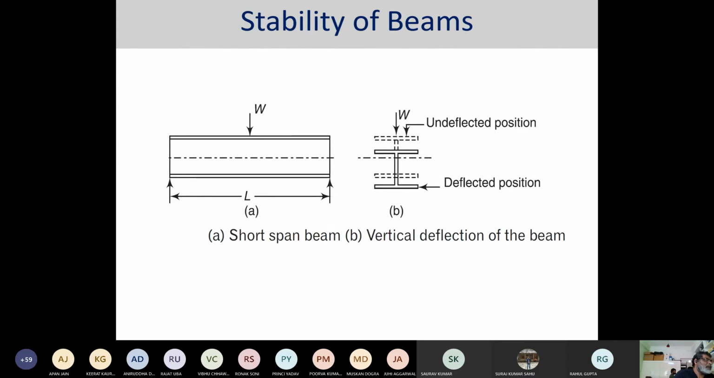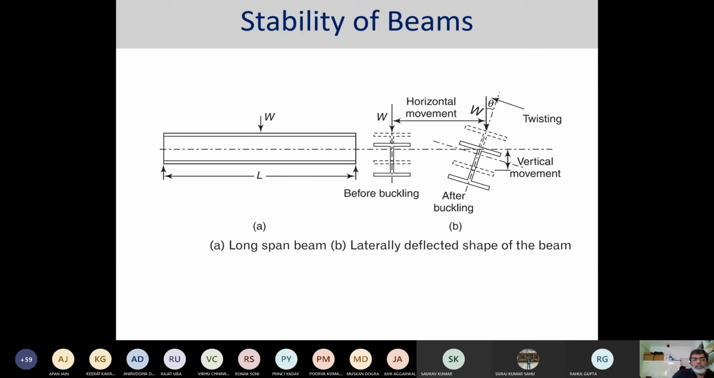So stability of beams. When Rajiv had talked about stability, is it stability of beams that he had talked about or stability of structures? He just talked about stability and instability of all the structures. Okay, fantastic, so that I've talked to you about. So now when we get into stability of beams, anything which buckles will generate an instability.